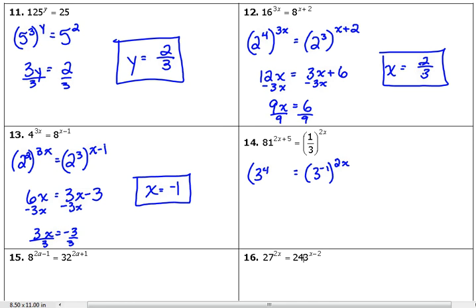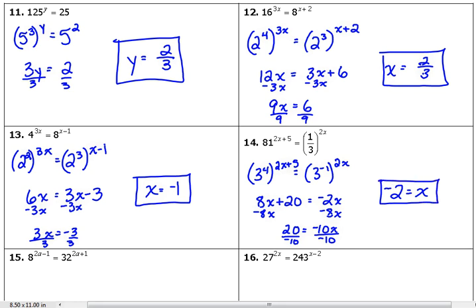Notice I have perfect squares, perfect cubes, and 4th powers up here beside the projector screen, so you can use those as a reference. So 4 times 2x plus 5 is 8x plus 20. Negative 1 times 2x is negative 2x. Subtract 8x from both sides. 20 is equal to negative 10x. Divide by negative 10. Negative 2 is equal to x.